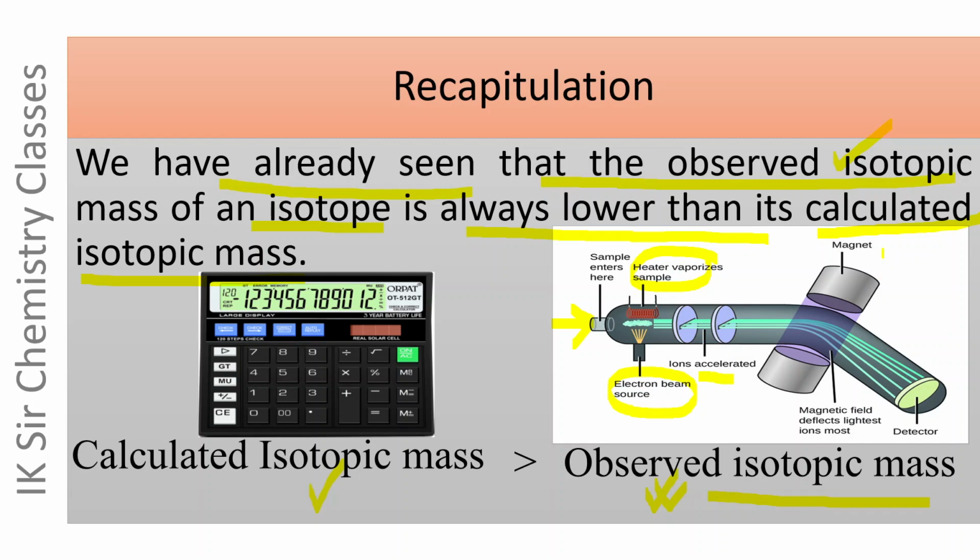And then a magnetic field is applied. As a result, the ionized gaseous sample bends depending upon the e/m ratio. The lighter isotope bends to a greater extent, while the heavier isotope having a smaller e/m ratio bends to a lower extent, and thus the isotopes present in the gaseous sample can be detected and their isotopic masses can be determined.